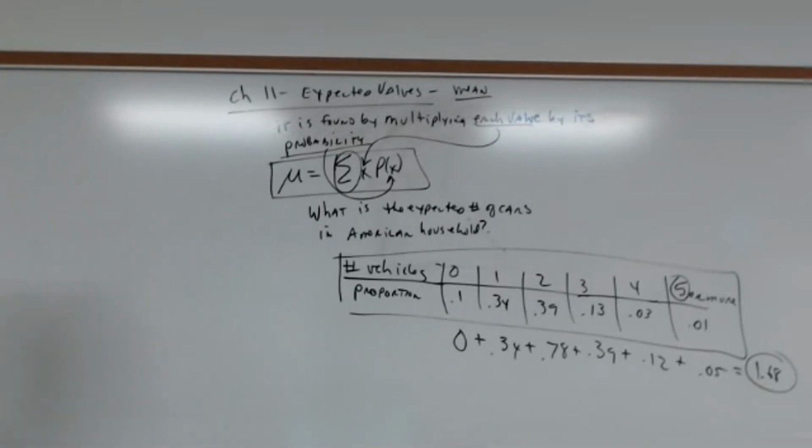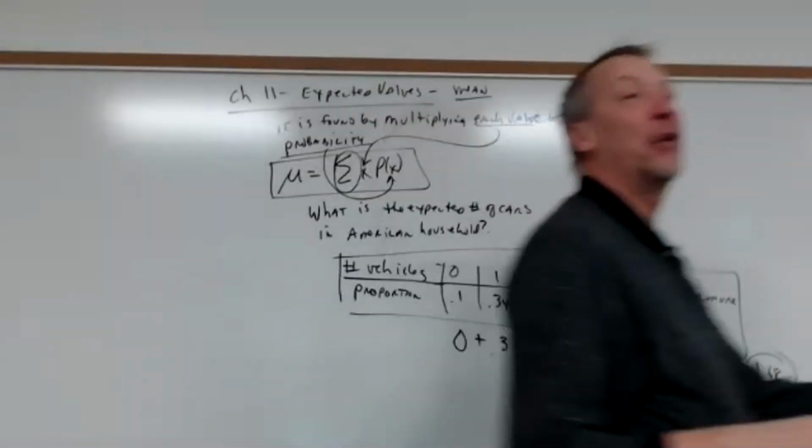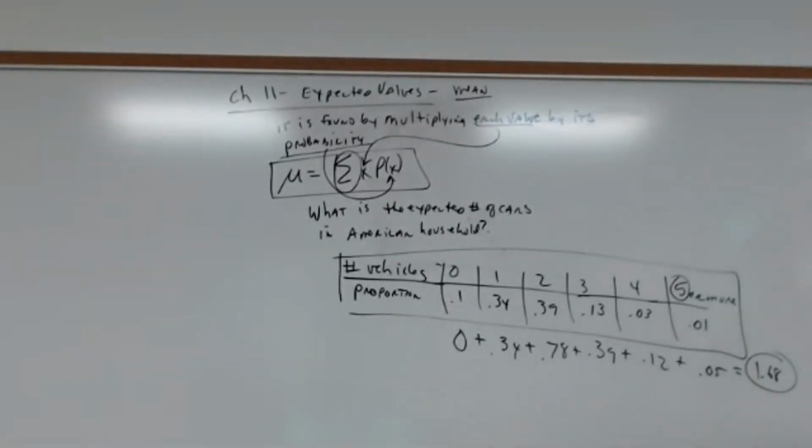You bring up a good point. There's not a half a car. But for an average, we talk about the average, how many children do you have? You've got 2.3, you don't have 0.3 of a child, but that would be the average, or the mean.